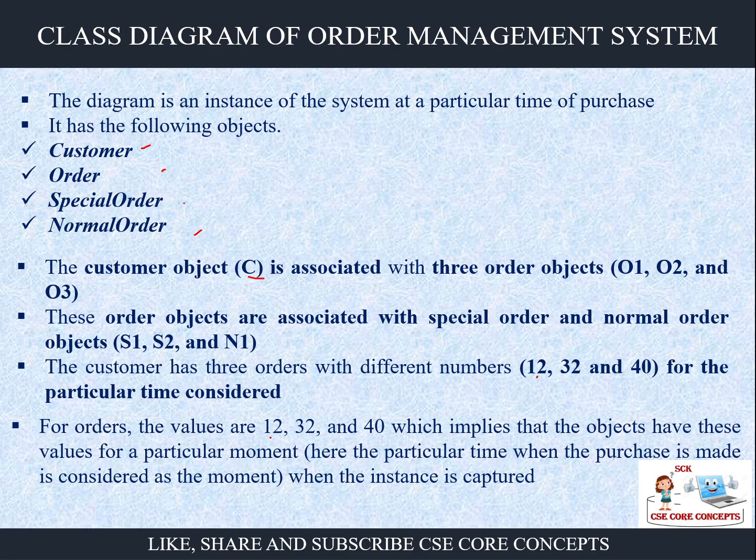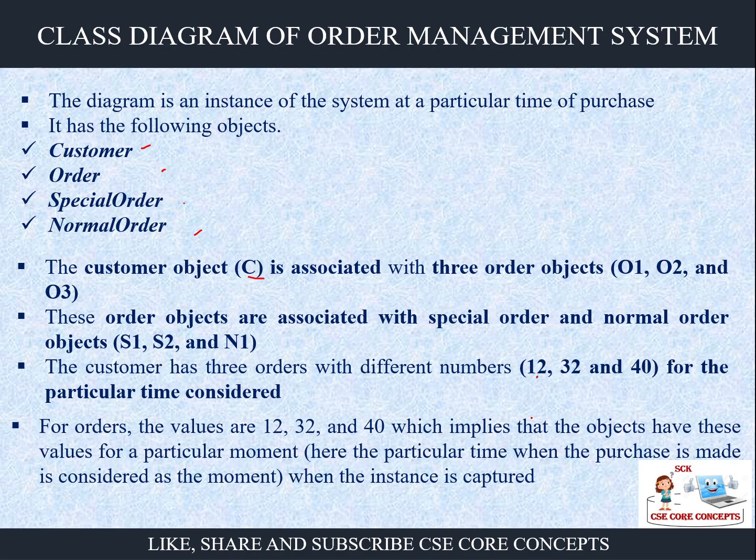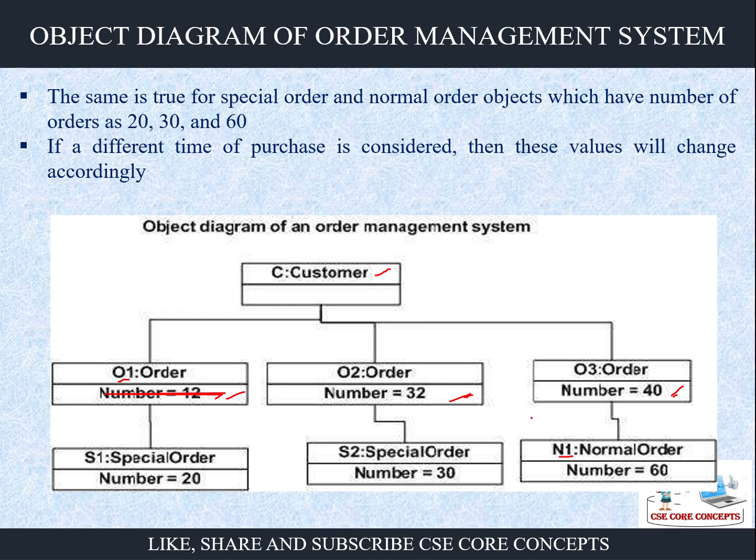And for orders value 12, 32 and 40, which implies the object has these values for a particular moment, okay, not all through the life cycle of the system. After a certain time, when a new order is placed by a customer, at that particular moment the system has a different value, okay. So this is just a glimpse of the system at a particular instance of time with the values. So the same is true for the special order numbers 20, 30 and 60.